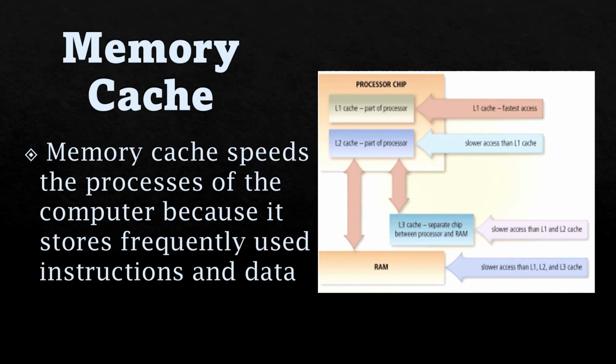Memory cache speeds up the process of the computer because it stores frequently used instructions and data. The memory cache is located very close to the CPU, either on the CPU chip itself or on the motherboard in the immediate vicinity of the CPU, connected by a dedicated data bus.